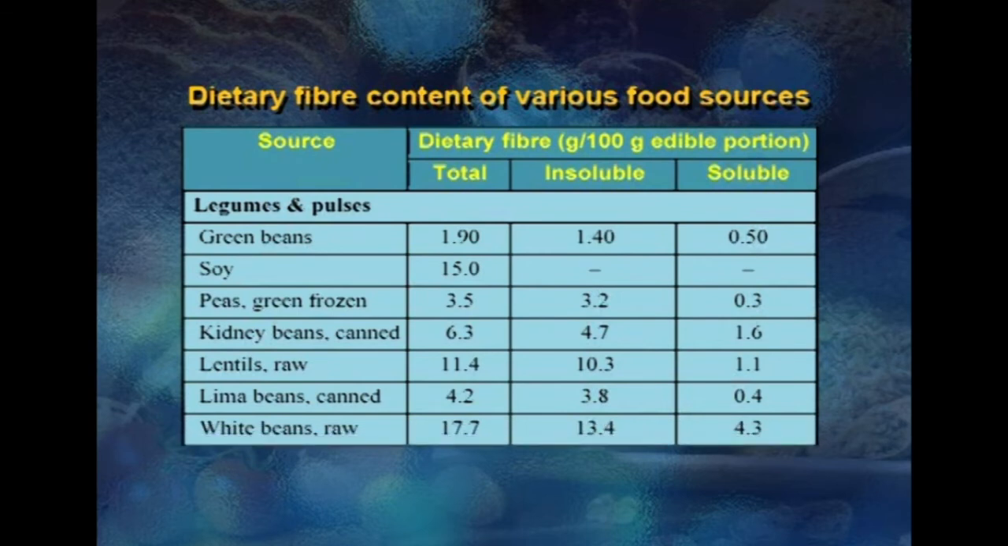of anywhere between 5 to 17.7 grams, out of which 13.4 is insoluble fiber and 4.3 is soluble fiber. The fiber content of the beans depends on and varies with the stage of maturity, and they differ at each stage of maturity.